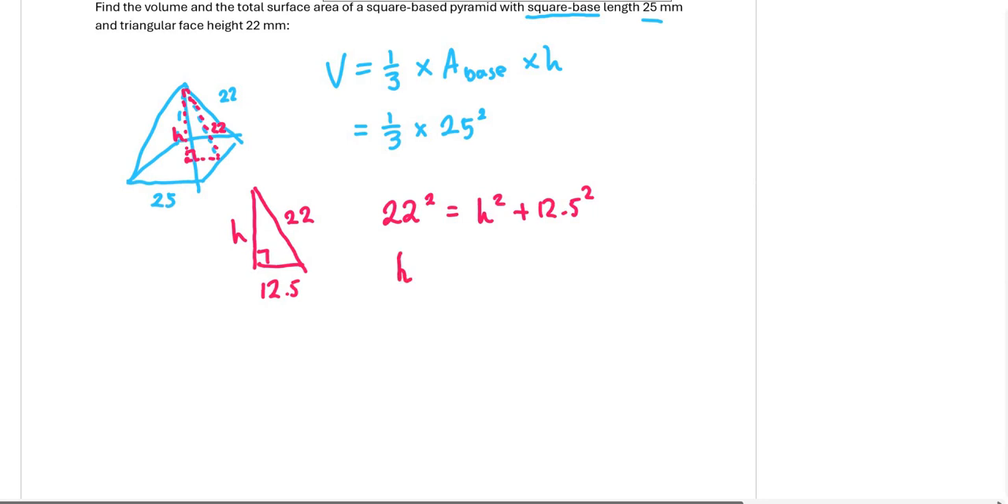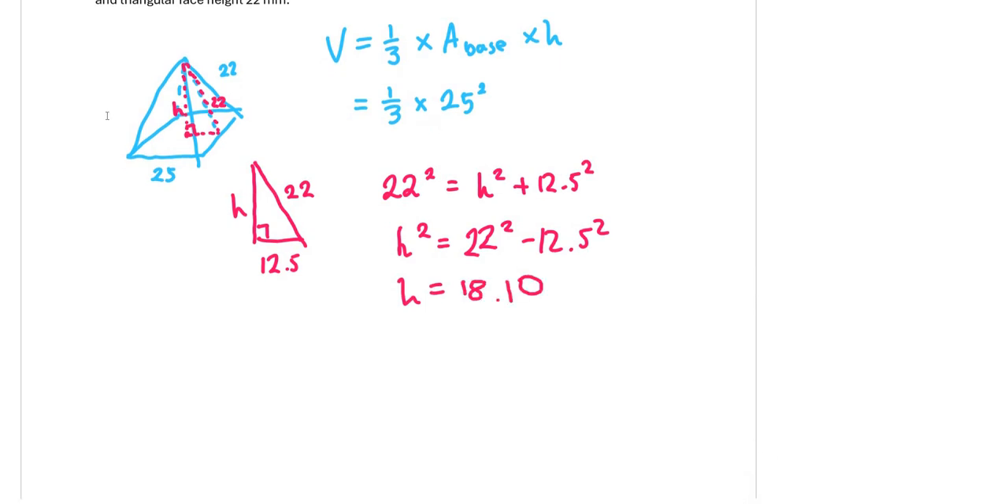So I might just bring over the 12.5 squared to the other side. So it becomes a minus, and we're solving for h. So h works out to be 18.10. So that's the height of the pyramid. So using the height, we can find the volume.